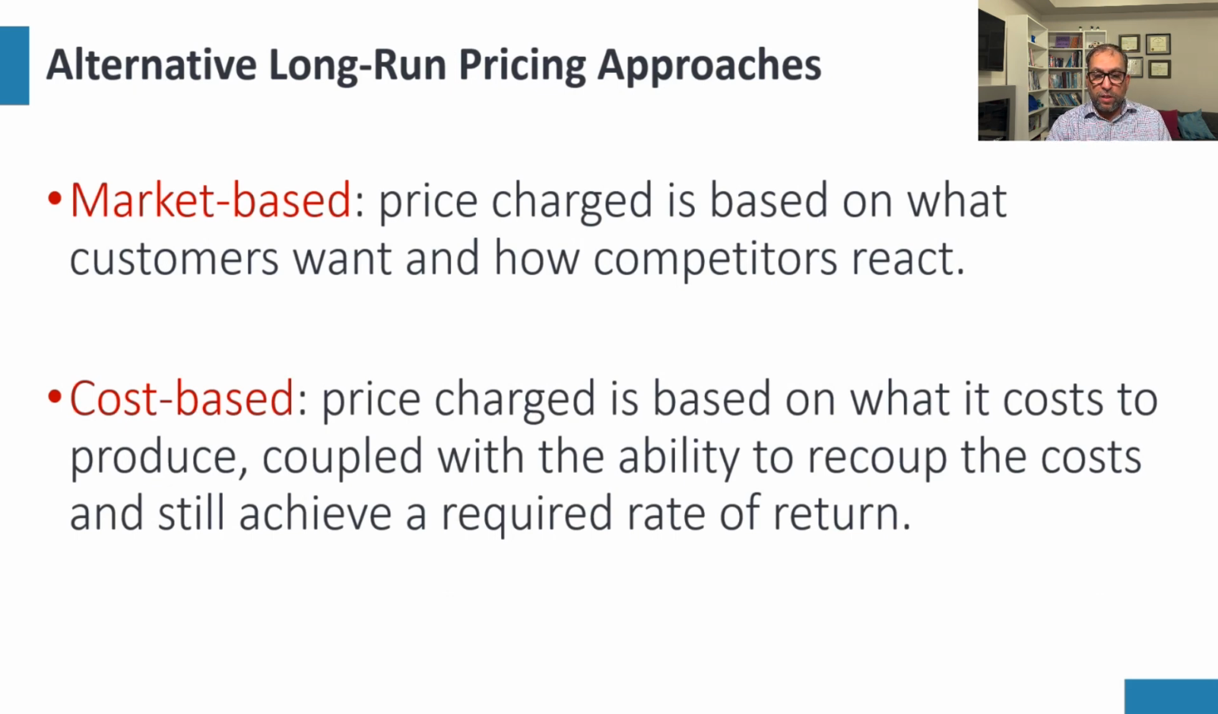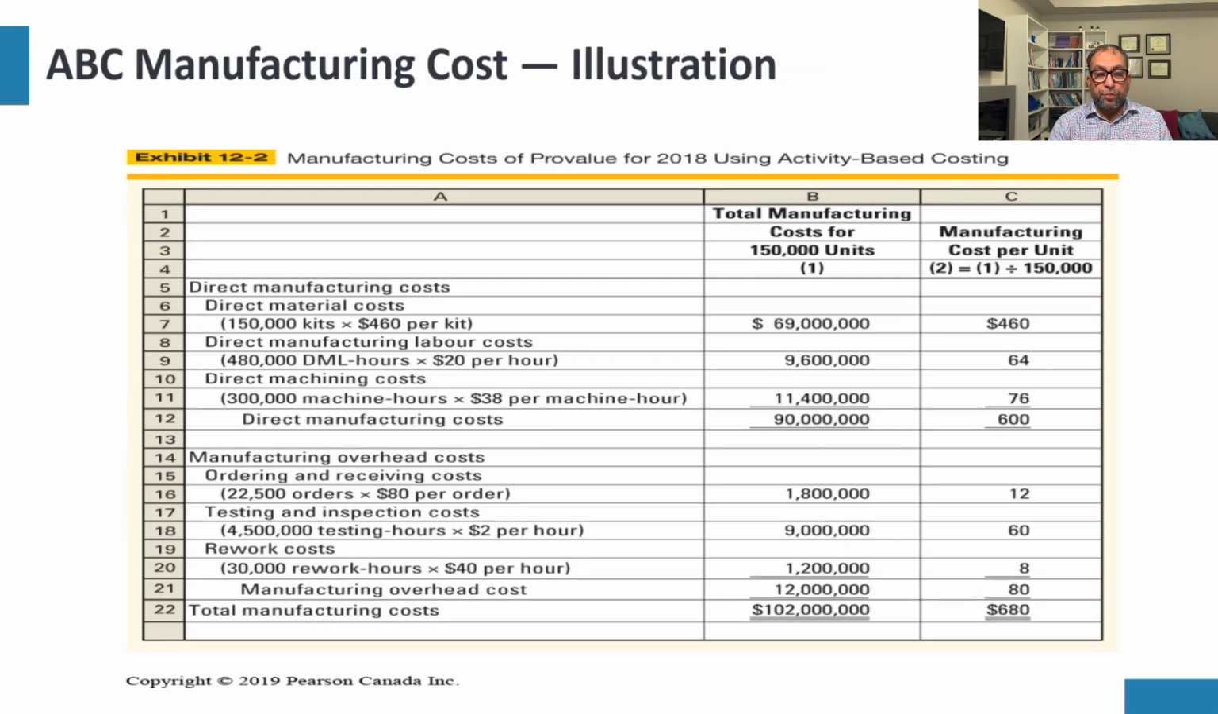So, as we discussed, the alternative long-run pricing approach is market-based. Price charged is based on what customers want and how competitors react. Cost-based price charged is based on what it costs to produce, coupled with the ability to recoup the cost and still achieve a required rate of return. So these are the two approaches in the long run. In the short run, we discussed that the market is more important, but in the long run, we have to keep in mind the market as well as the cost-based approach.